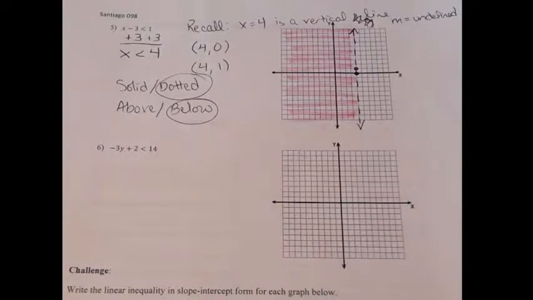Okay? Your turn, same concept. Go ahead and try number 6. We have -3y plus 2 is less than 14. Let's see what you got.